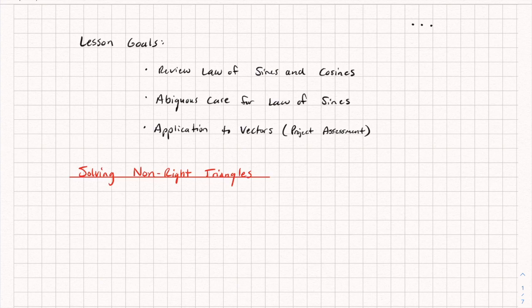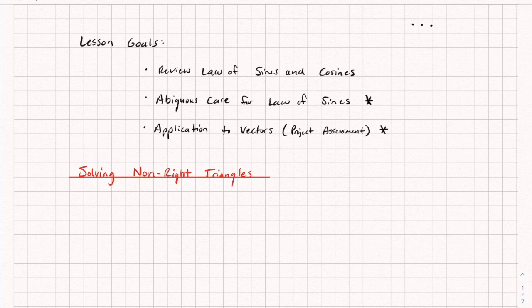Now, I bring it up here because we're going to use this as a kind of review, but also to look at a new case for the law of sines, which is called the ambiguous case. But also looking at some applications, which I won't do in this video to keep it from being super long, and instead saving it as the project assessment. So you won't really have a lot of problems to look at from me directly.